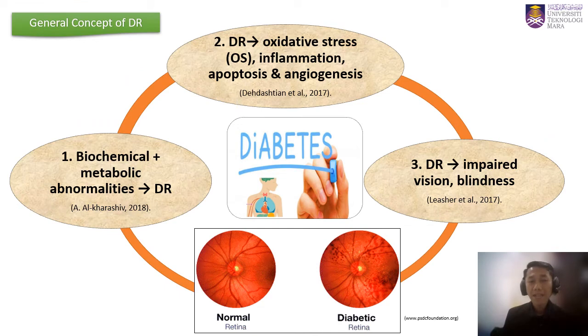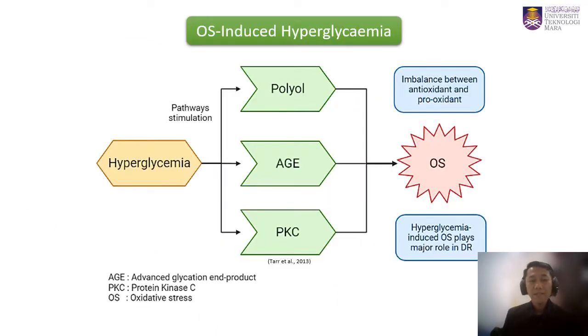Biochemical abnormalities secondary to chronic hyperglycemia lead to DR formation. From this event, it can cause impaired vision and even blindness. Oxidative stress happens when there is an imbalance between pro- and antioxidants. In chronic hyperglycemia, OS is triggered by increased stimulation of the polyol, AGE products, and PKC pathways.